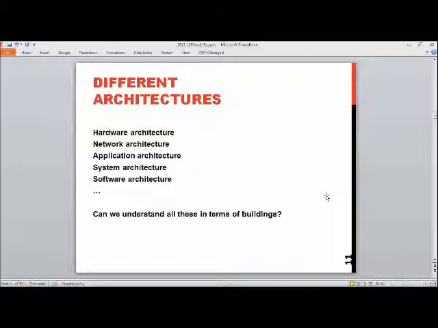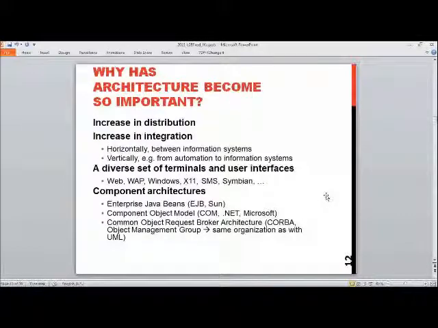This is important since there's increase in distribution. We have more people, more systems we have to use. There's also increase in integration. We have different information systems connected to each other. For example, in companies, we have a production plant.